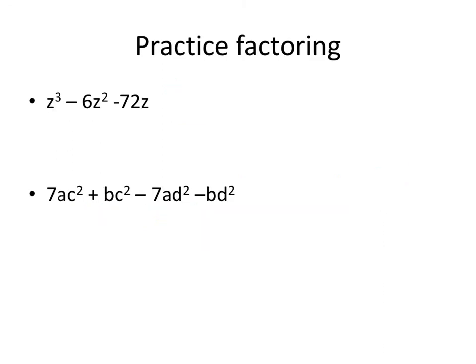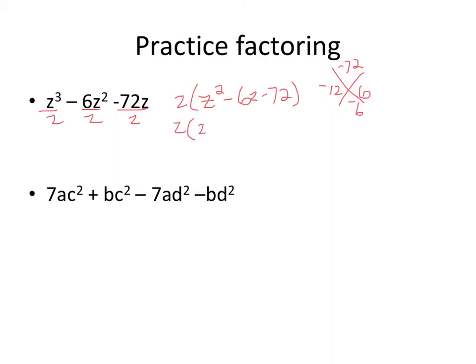All right, and again, at any time, if you want to stop the video and practice and see if you get the right answer, feel free to do so. So we'll go ahead and do this one. I'm going to factor out the z. So divide by z, divide by z, divide by z. That gives me z squared minus 6z minus 72. What two numbers multiply to make negative 72 and add to make negative 6? That would be negative 12 and positive 6. So I would have z times z minus 12 times z plus 6.